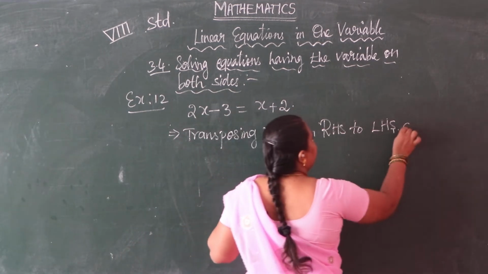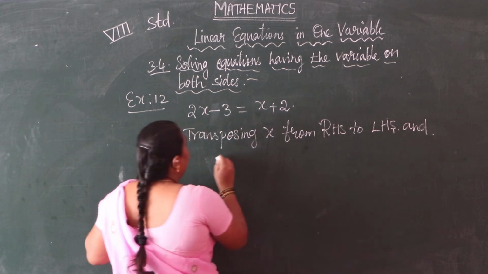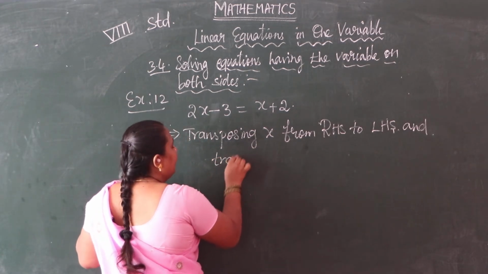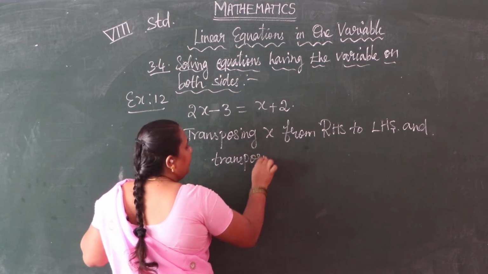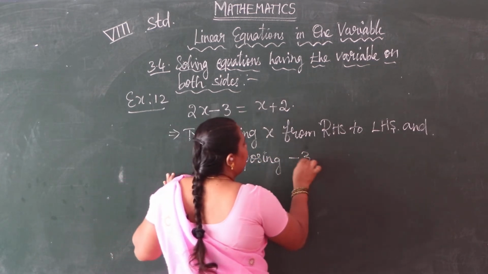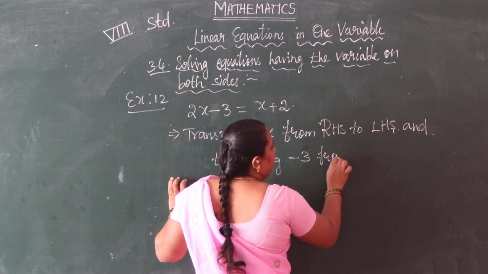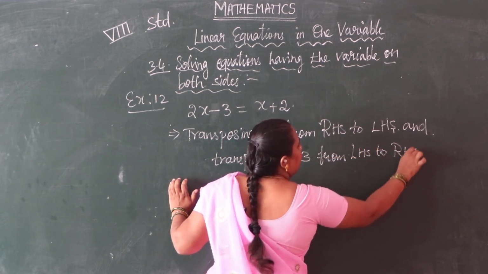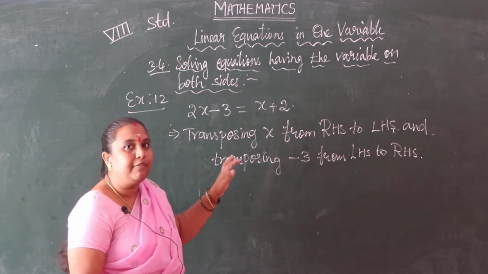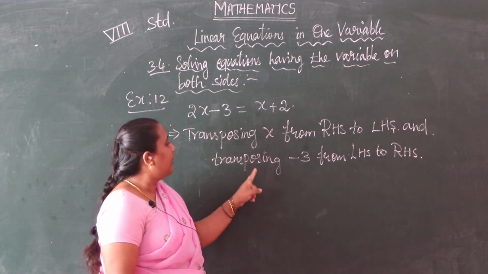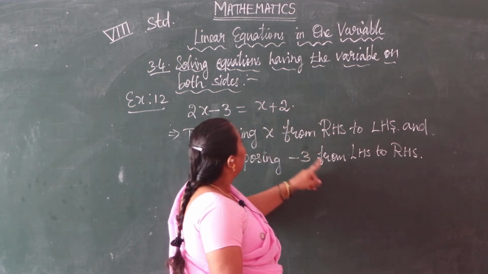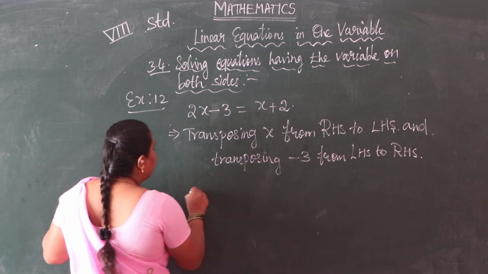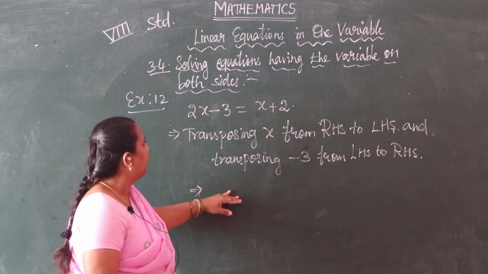Okay, and minus 3 and transposing minus 3 from LHS to RHS. Is it right? It is a very easy example for you. See, minus 3 is transposing from LHS to RHS. Understood? So here we have a single line answer.